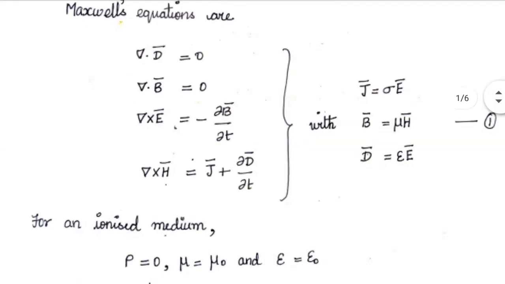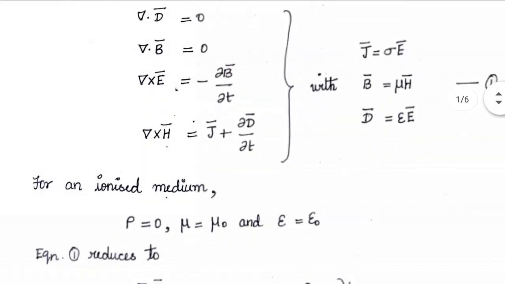H vector is the magnetic field strength, and we know mu is the permeability of the medium and epsilon is the permittivity of the medium. For an ionized medium, the medium is characterized by a heavy conductivity sigma and the charge density rho is equal to 0 because no charges will be present inside that medium. The entire electric field will be concentrated on the outer surface. So, rho will be equal to 0, mu will be equal to mu naught and epsilon is equal to epsilon naught.